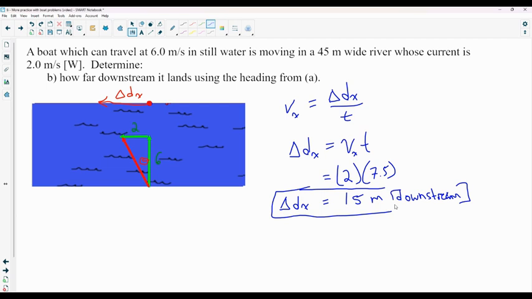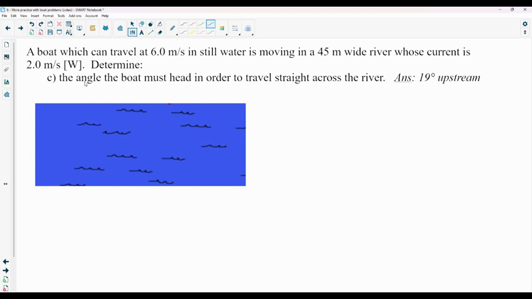We'll put some square brackets around that and then finish our box. Okay, nice. We've done B. Let's jump in on our next one. This one asks us, what's the angle the boat must head in order to travel straight across the river?